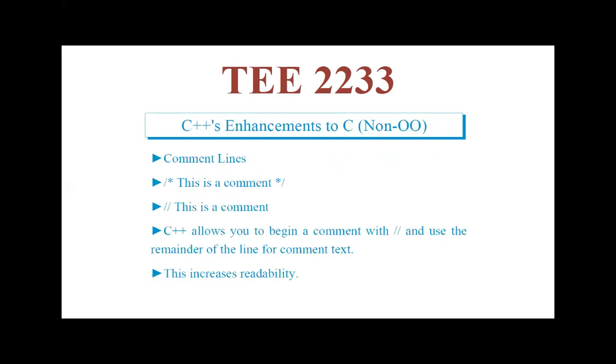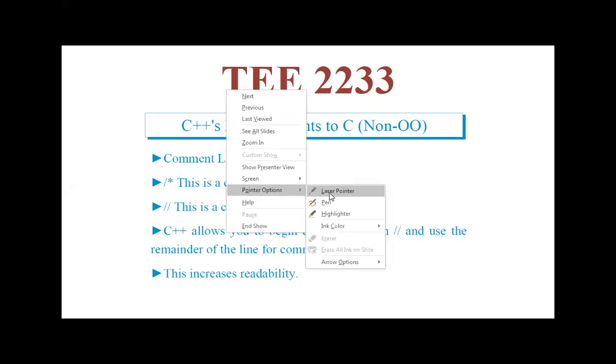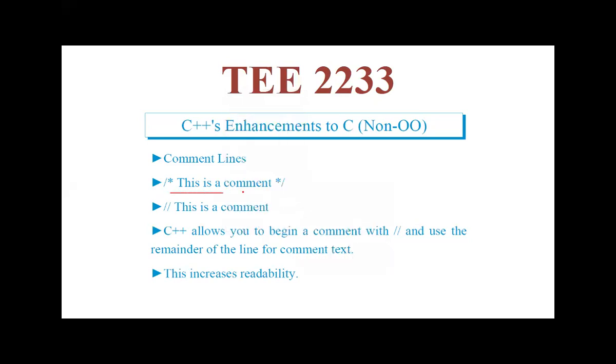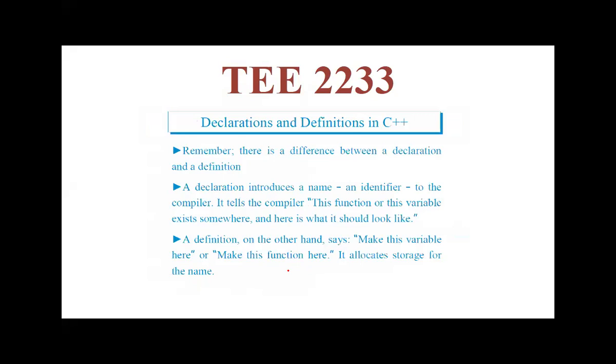So C++ enhancements to C don't have anything to do with object-oriented programming, like the use of comments. This is a multiple line comment. This is a single line comment, and it increases readability. That means you can easily follow your program. I think we talked about that when we were talking about C programming.